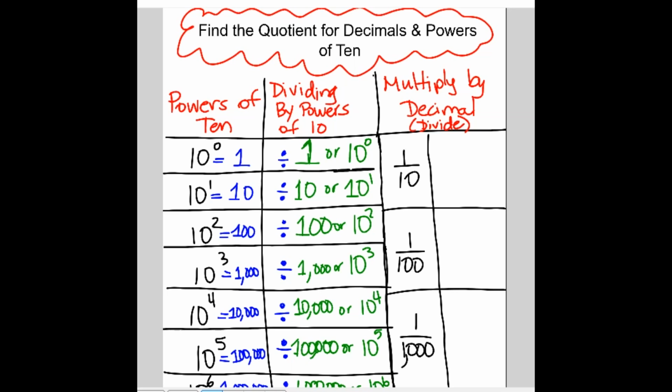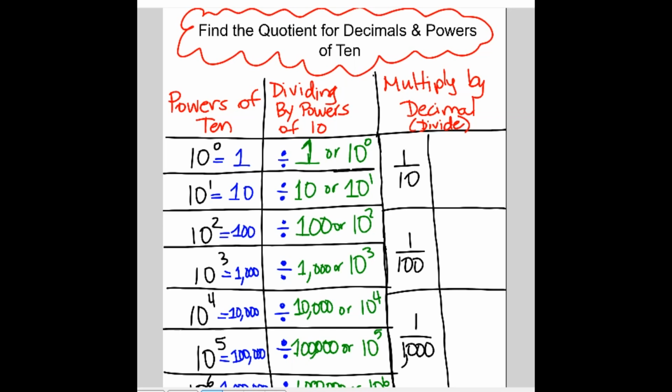So that's just equal to 1. If we were dividing by that, it would be divide by 1 or divide by 10 to the power of 0. Now, when it comes to 10 to the power of 1, that means that there's 1 zero in the value, so it would equal 10, and we would just say divide by 10 or divide by 10 to the power of 1. Now, for the 10 to the power of 2, that means that there's 2 zeros in the value, so we divide by 100 or 10 to the second power. 10 to the third power is the value of 1,000. We would divide by 1,000 or 10 to the third power.